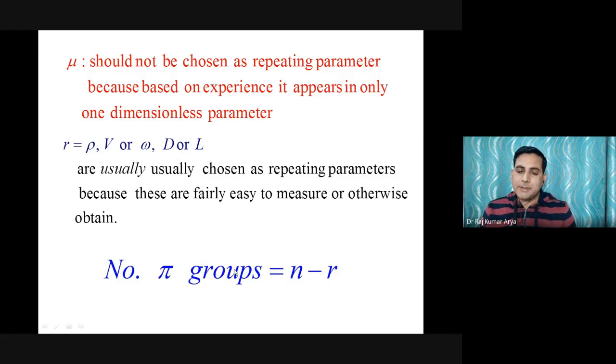Based on that, your total number of dimensionless groups is the total number of parameters minus the repeating parameters, that is R. This is the total number of dimensionless groups in that particular problem, and those need to be considered when you want to scale up that problem from model to prototype. So from here you will get the number.